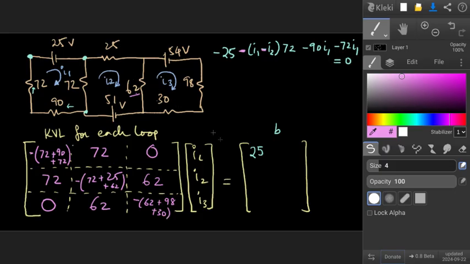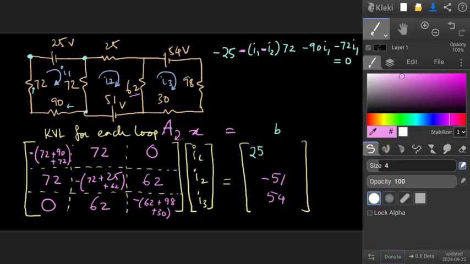Okay, and now coming to voltages, what are all the voltages in the first loop? Here we need to be careful with respect to the sign. It will be minus 51 in the second equation and it will be 54 in the third equation. So this is how my AX equal to B has come into picture.